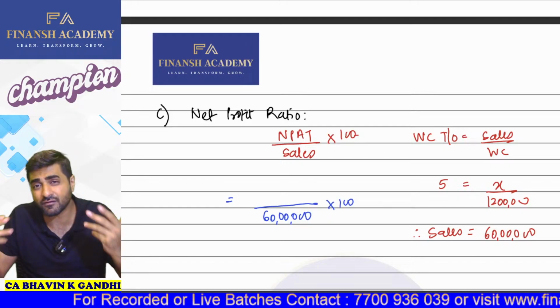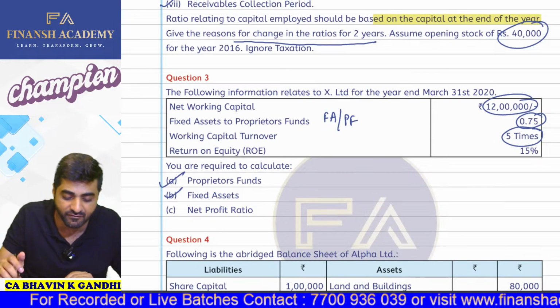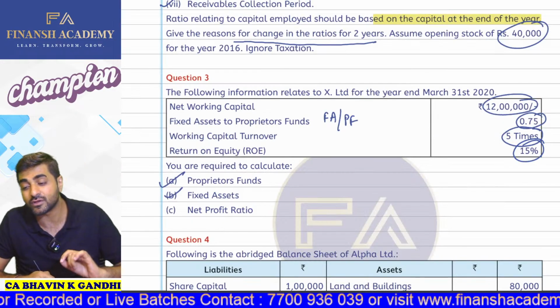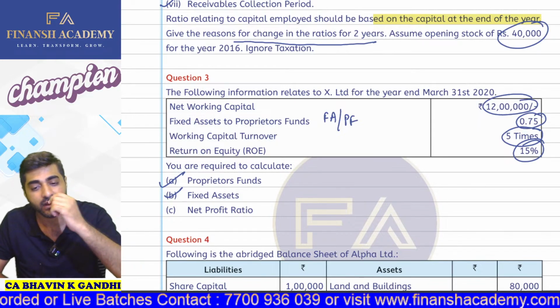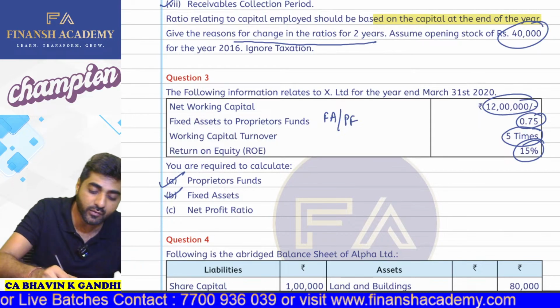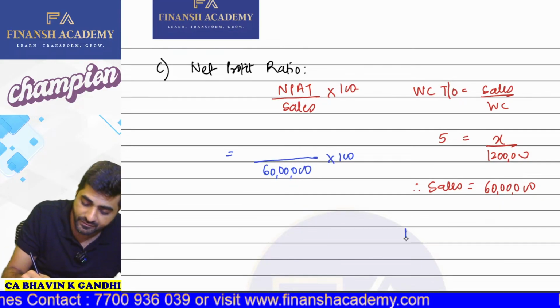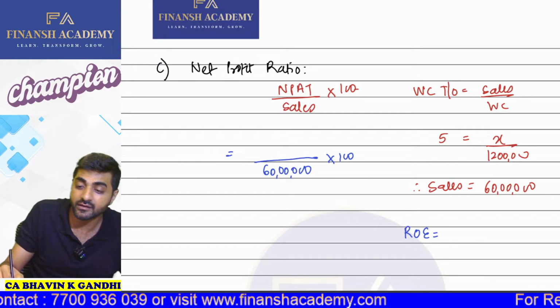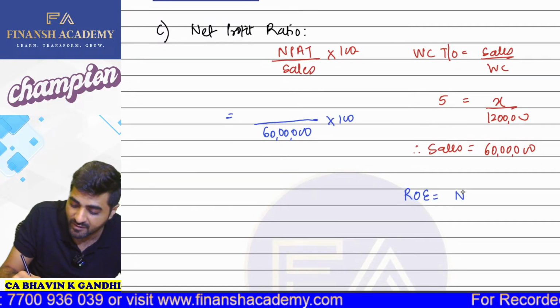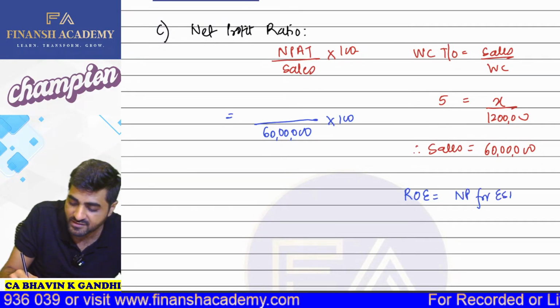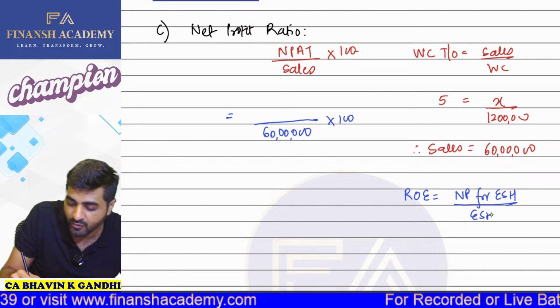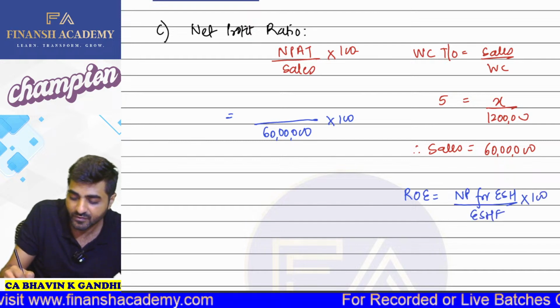And what is the amount of net profits after tax? For that, they have told you there is ROE given to you. There is return on equity which is available. So how will you calculate your return on equity? What's the formula for return on equity? Return on equity is nothing but net profits for equity shareholders divided by equity shareholders funds into 100.